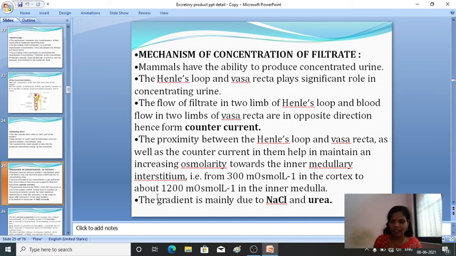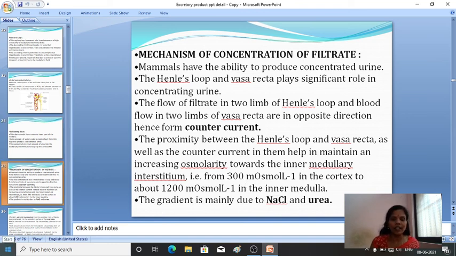In the inner cortex region it is about 300. When it comes to the inner medulla, it is approximately 1200. This gradient is mainly due to two substances: one is sodium chloride and the other is urea.